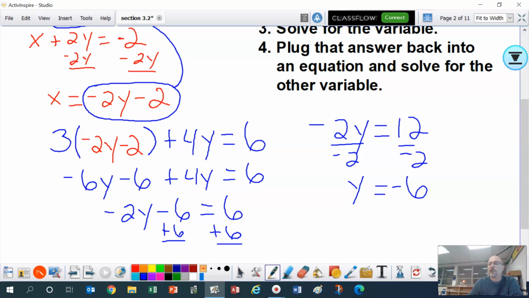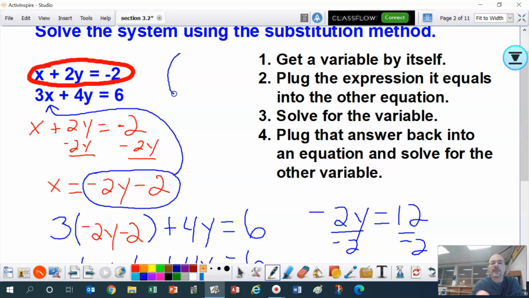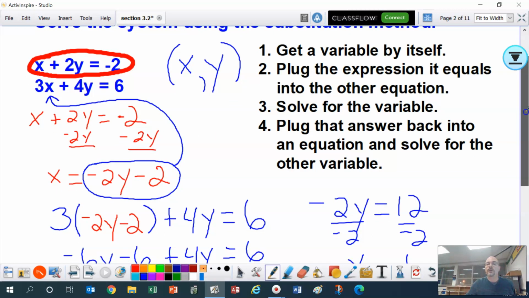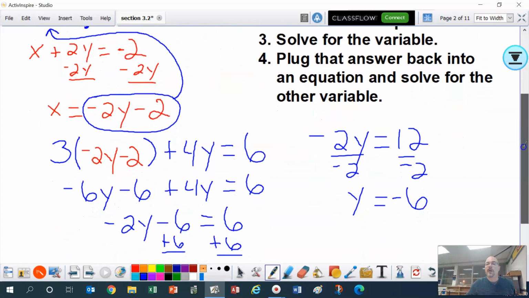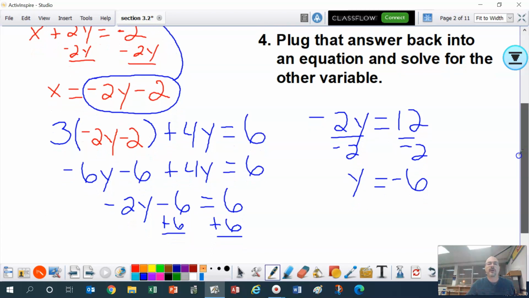Now remember, when we're solving a system of equations, we have to have an ordered pair answer. We have to find x and y, because we want to know where they cross each other on the graph. So now we're going to do step 4. We're going to plug that answer back into an equation and solve for the other variable.